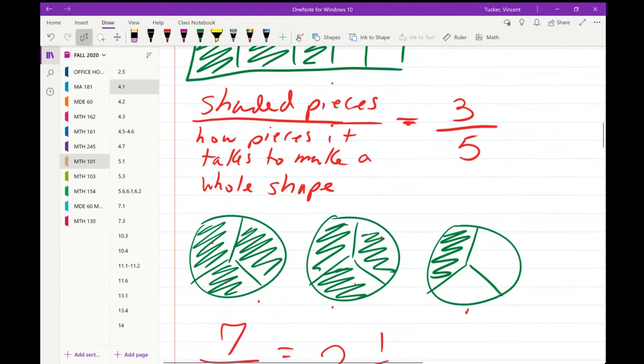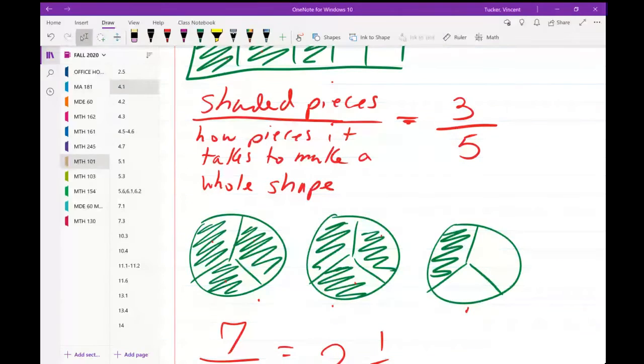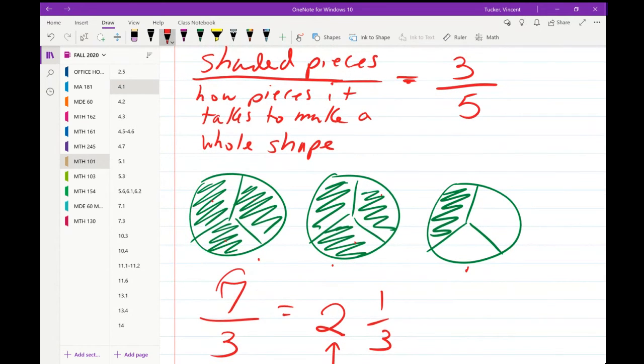Once again, if I scroll up and you're still copying, let me know. All right, next one. As far as shaded pieces, we have 7 shaded pieces. If you count 1, 2, 3, 4, 5, 6, 7, then you ask yourself how many pieces does it take to make a whole? Talking about a whole circle, that'll be 3 pieces. So 7/3 is one way of representing it.